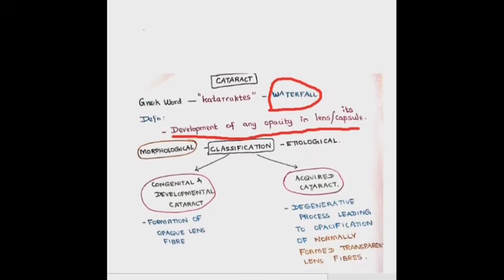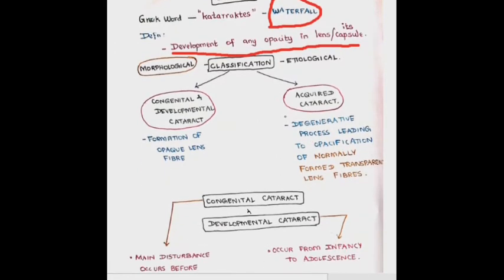So now we would see about the classification of the cataract. A classification is based on etiological and morphological, but here we are seeing only the etiological classification. In etiological classification, cataract is classified into congenital and developmental cataract and then acquired cataract.